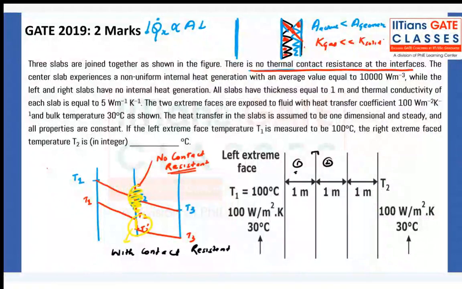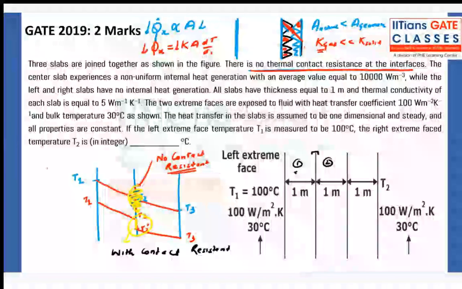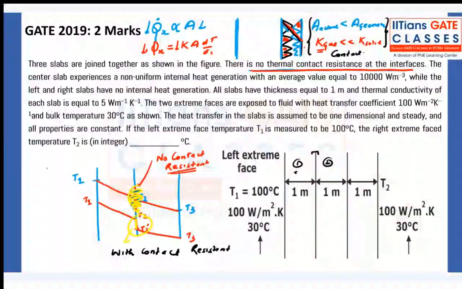But if there is a gap between these two bodies and it is filled by a gas, then because conductivity is less, again, because Qx is equal to K A dT by dx, if K is less, heat transfer is less. Again, because of this, there will be a temperature drop. So because of these two reasons, contact resistance arises. If these two parameters are significant, you cannot say that your contact resistance is negligible. Is it clear?